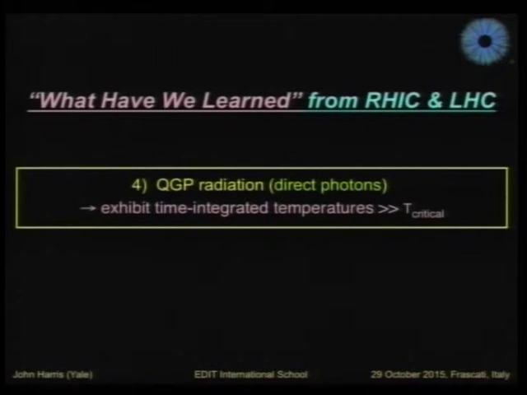Okay, number 4, QGP radiation. So if you have a thermal system at a temperature, it's going to radiate, right? And as it does, you would hope to be able to see the photons and determine its temperature. It should be, you know, a Maxwell-Boltzmann, for example.